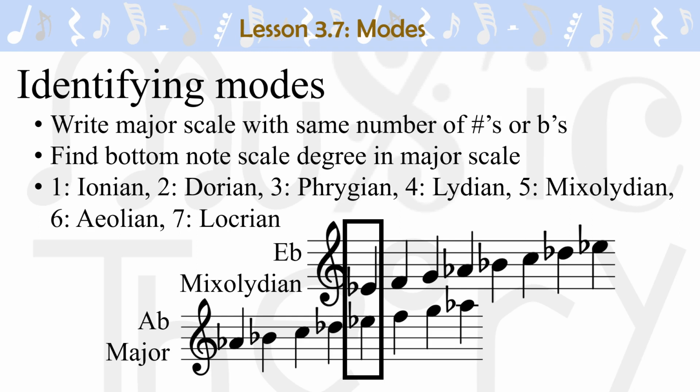Finally, we use the scale degree we get from the previous step to find out the mode. If the number is 1, it is Ionian. If it is 2, then it's Dorian. 3 is Phrygian, 4 is Lydian, 5 is Mixolydian, 6 is Aeolian, and 7 is Locrian.